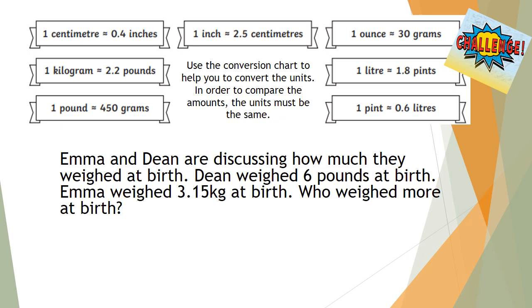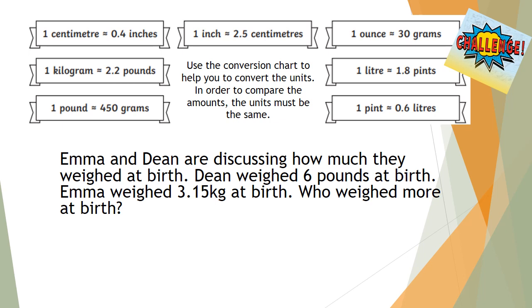Let's try another one together. Now, for this one, if you struggled with the last few, then maybe don't have a go at this one just yet. But if you found the last few a bit easy, then let's go on to this challenge one together. Emma and Dean are discussing how much they weighed at birth. Dean weighed 6 pounds at birth. Emma weighed 3.15 kilograms at birth.